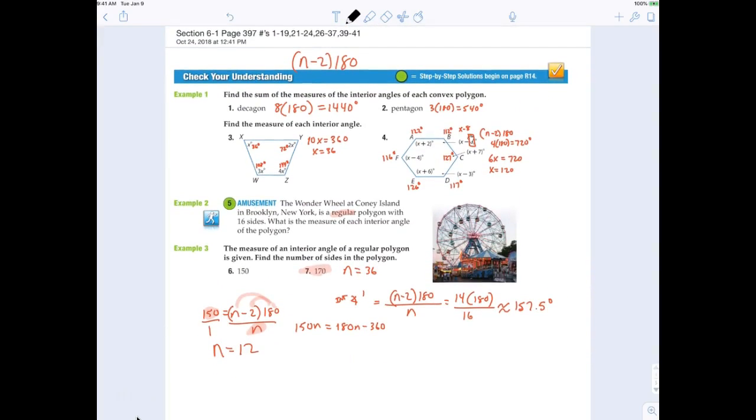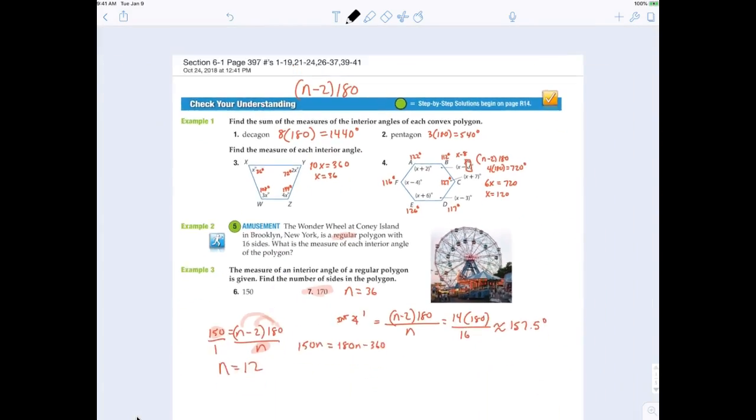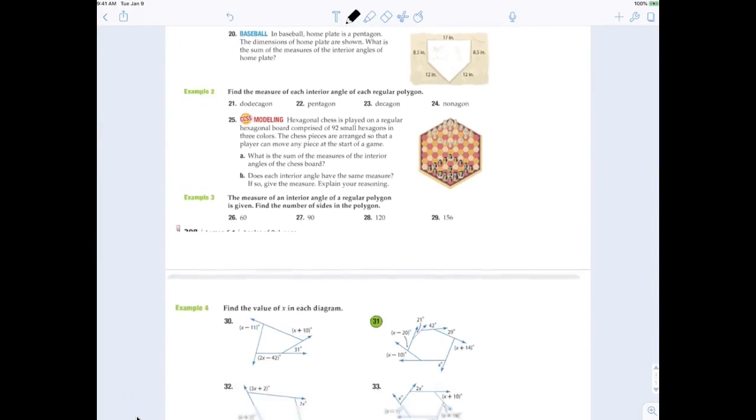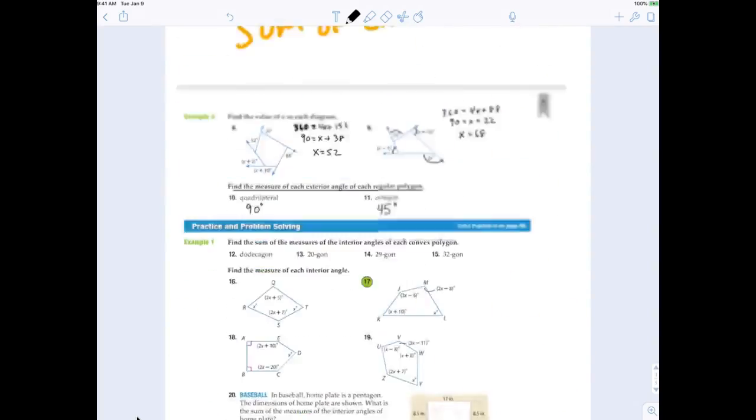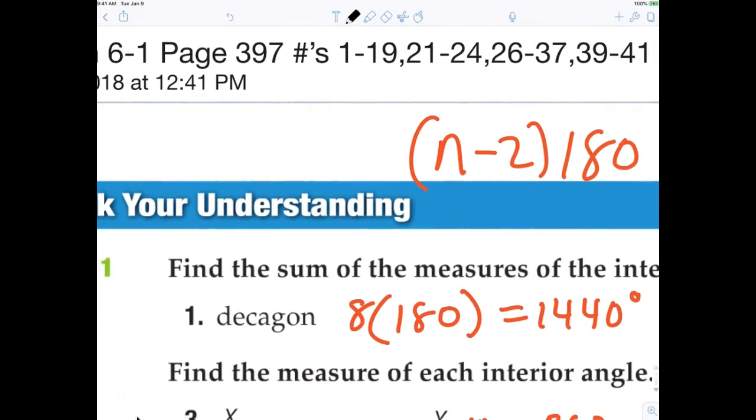Your homework here says 1 through 19. Make sure you're writing this down. 1 through 19, 21 through 24, 26 through 37, and 39 through 41. I don't really think there's anything difficult. I'll show you one more time: 1 through 19, 21 through 24, 26 through 37, 39 through 41. And we have some time in class to finish up. Get busy, please. Try to get it done.